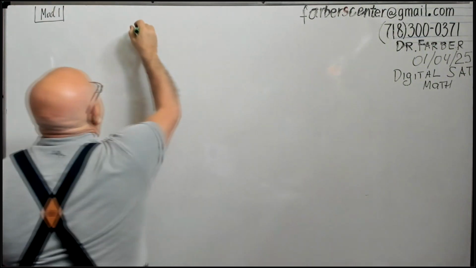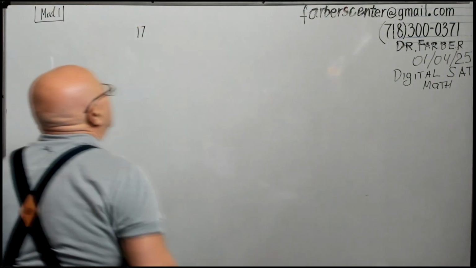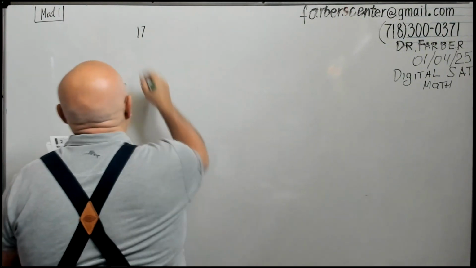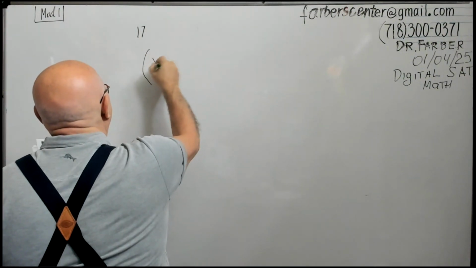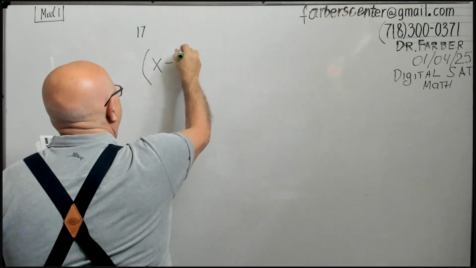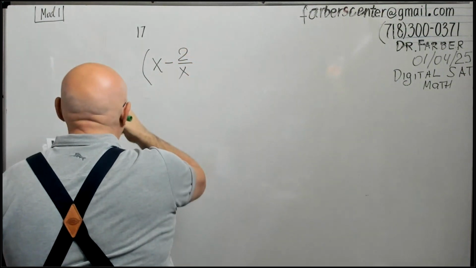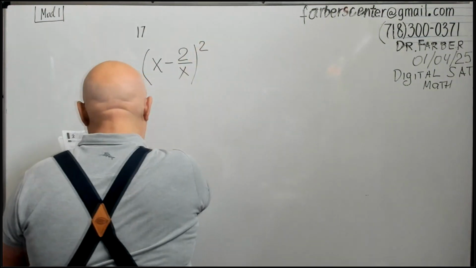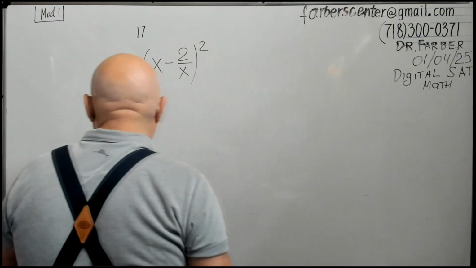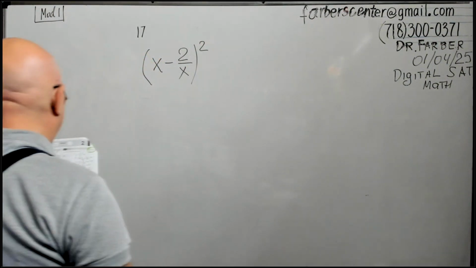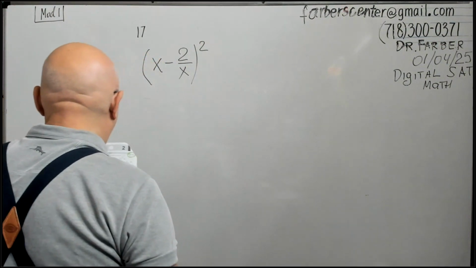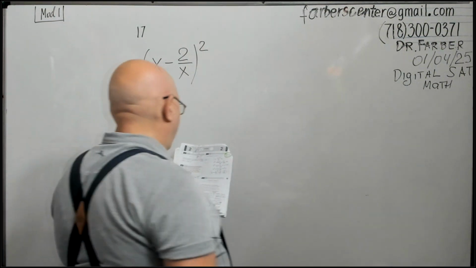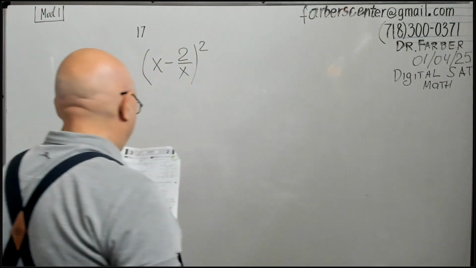On number 17, we have (x minus 2 over x) to the second power. And they give different multiple choices. Which equation is equivalent to this one?